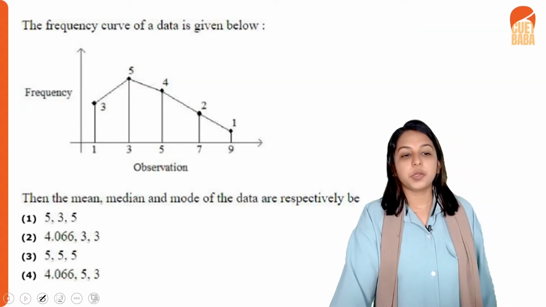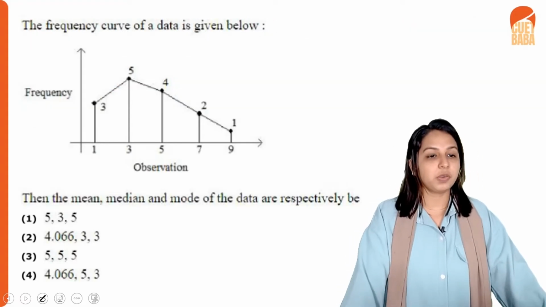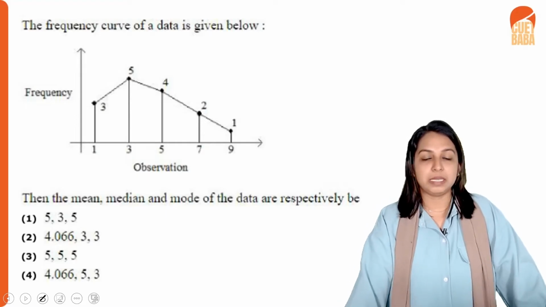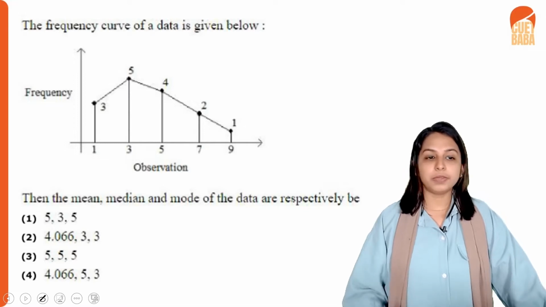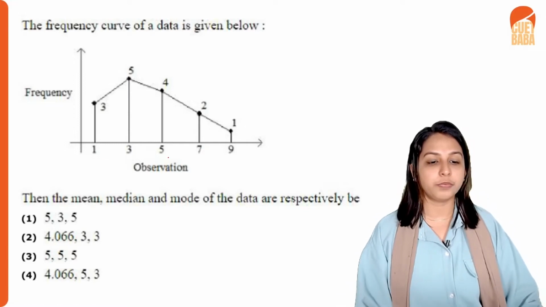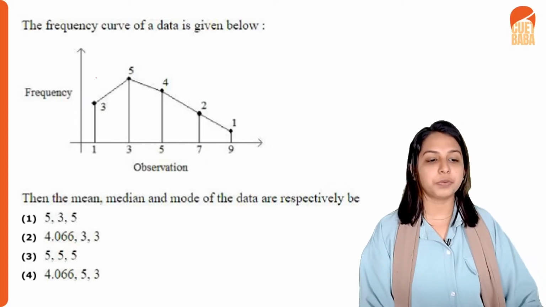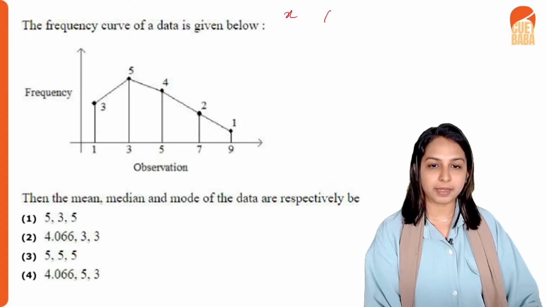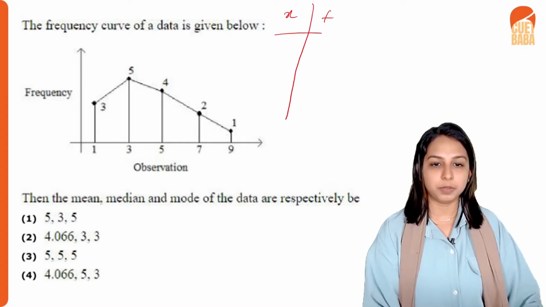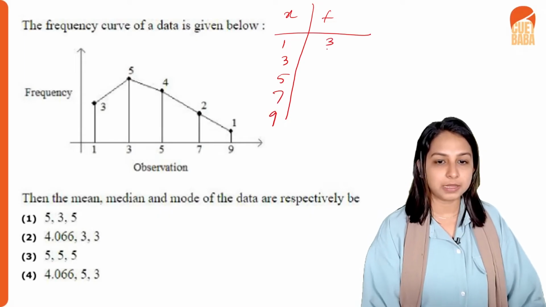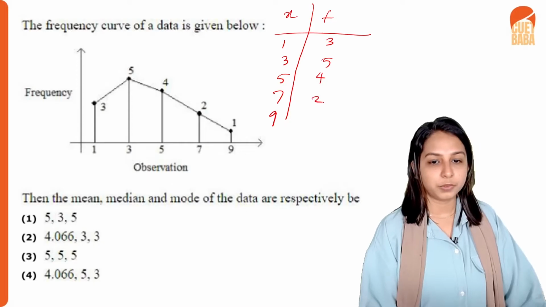Next question: a frequency curve of a data is given below. The mean, median and mode of the data respectively. So from that we can get the values. Observations are 1, 3, 5, 7 and 9 and the frequencies are 3, 5, 4, 2, 1. So simply we can write X and F. If we draw a table, X will be 1, 3, 5, 7 and 9 and the frequencies will be 3, 5, 4, 2, 1.